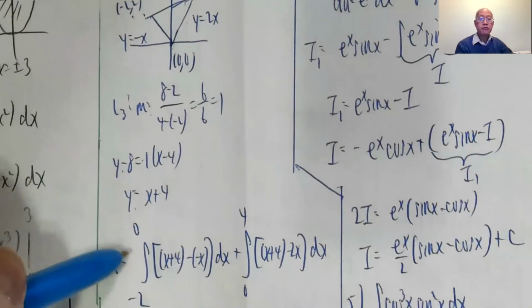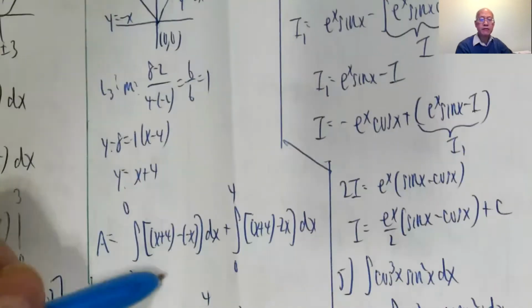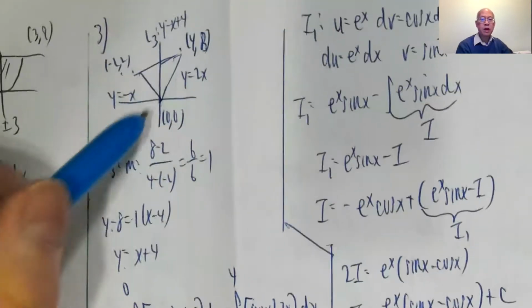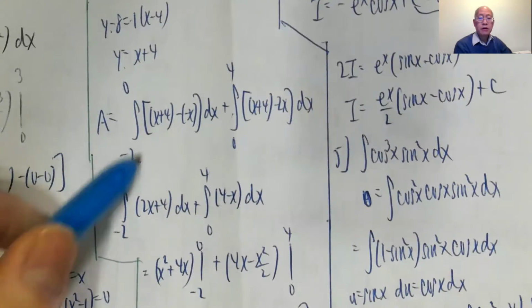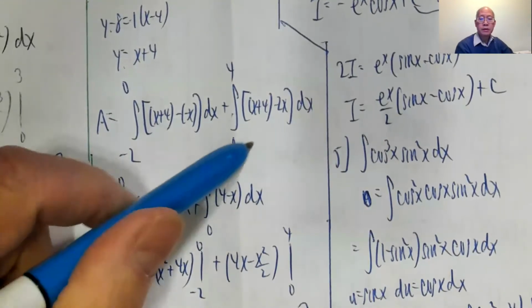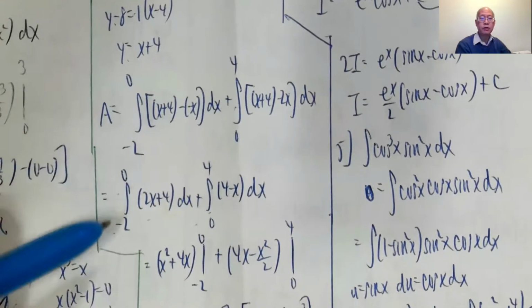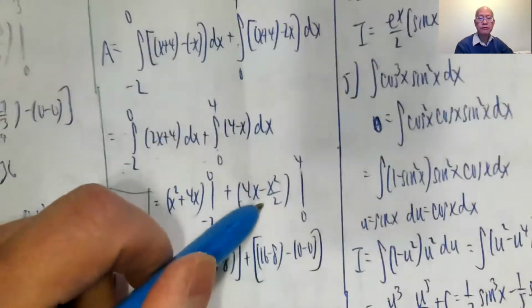So the area is the integral from negative 2 to 0. The upper is x plus 4 minus the lower is negative x. And then from 0 to 4, the upper is still x plus 4, but the lower is 2x. So this becomes 2x plus 4 from negative 2 to 0. This becomes 4 minus x from 0 to 4. So this integral is x squared plus 4x. This one is 4x minus x squared over 2.